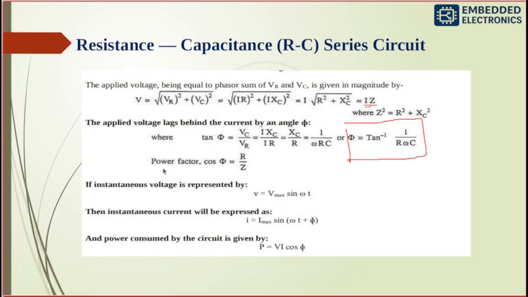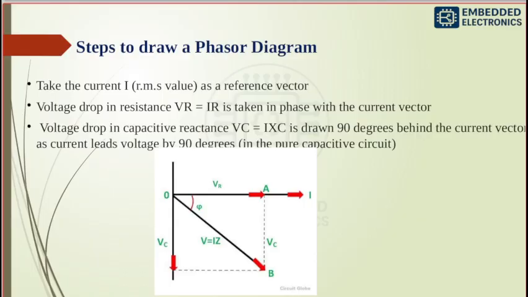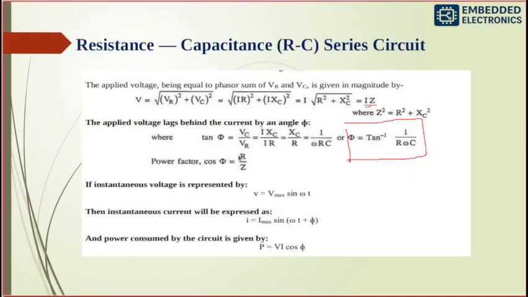Now you need to find the power factor. That is nothing but cos phi. So cos phi is nothing but VR divided by the total V. VR is IR divided by IZ. I will cancel with each other, then you will get R by Z. So V is nothing but Vmax sin omega t, and I is nothing but Imax sin of omega t plus phi. So power means V into I, that is power.